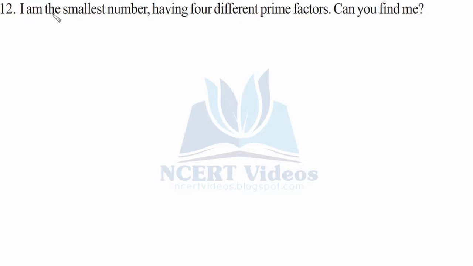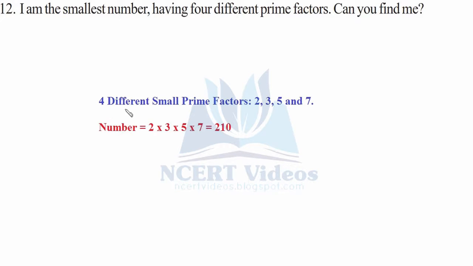12th. I'm the smallest number having 4 different prime factors. Can you find me? Well, it is very simple but tricky. Look, the 4 smallest consecutive prime factors are 2, 3, 5 and 7. So when we multiply 2, 3, 5 and 7, we get 210. So it is the smallest number having 4 different prime factors. That was your question 12.